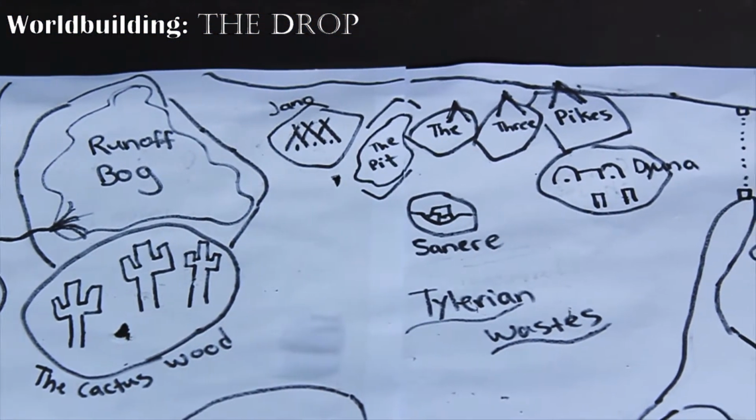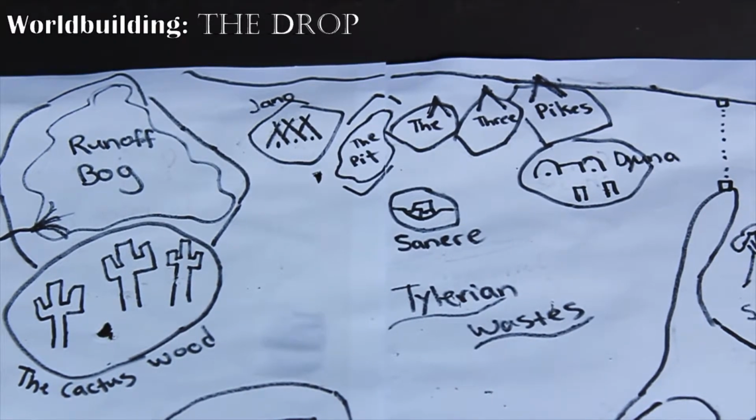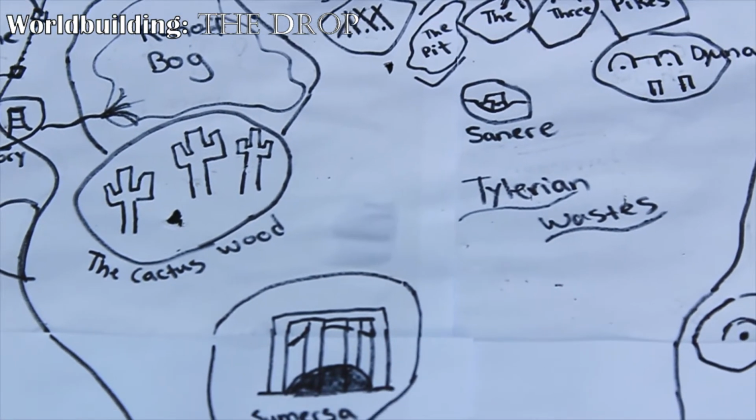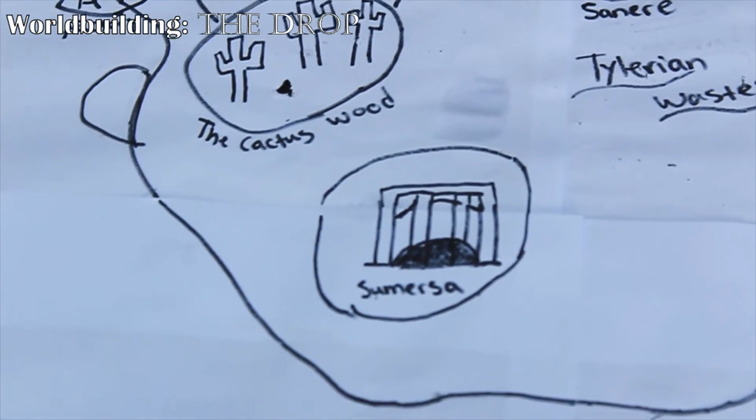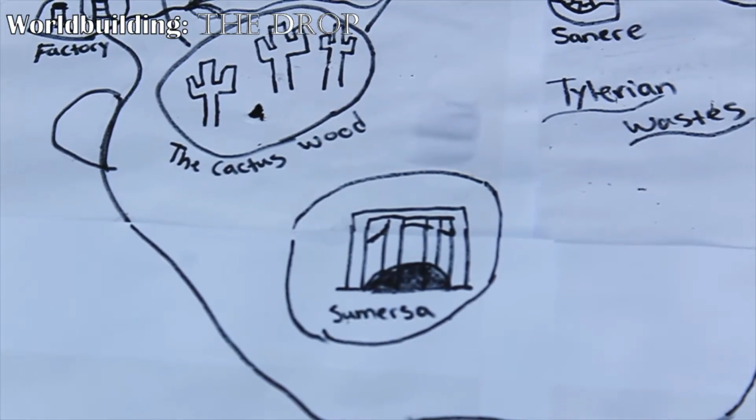Here in the center, the three tribes, the Jono, Sinir, and Duna tribe, they live near the Three Pikes Mountains, and they run this wasteland natively. The Sumersa temple down here at the bottom is where they meet for their yearly council.